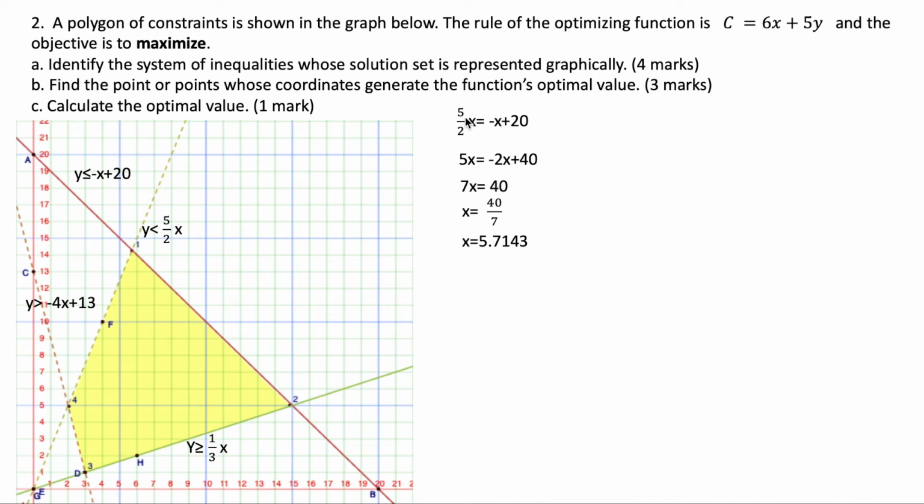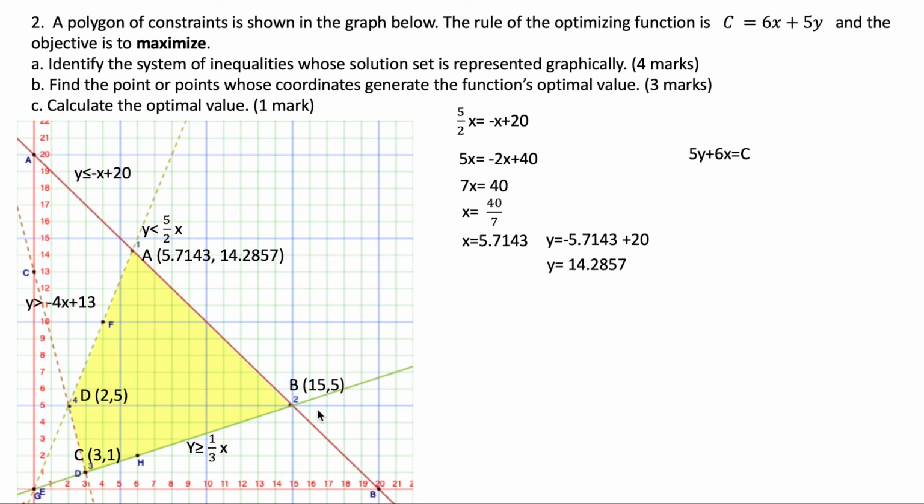The y value, I can just feed it into this equation or that one. I think this one's a little easier. y equals negative 5.7143 plus 20, and that gives us y equals 14.2857. That is going to be our x and y value at this point. Our A point is going to be 5.7143, 14.2857. The B value, we can read right off the graph, is 15, 5, and the C value is 3, 1, and the D value is 2, 5.